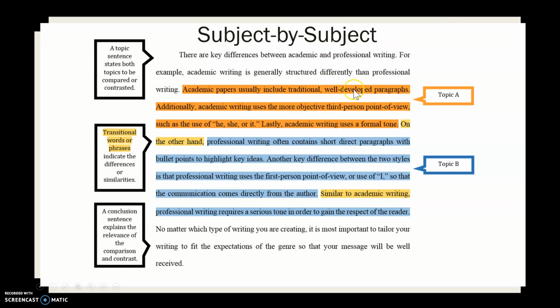So here you have the paragraphs, then you have point of view, so well-developed paragraphs and short, direct paragraphs, point of view, third-person point of view, first-person point of view, and tone, a formal tone, serious tone. So the same attributes are in the same order. We're just doing all of topic A first and all of topic B second. And then you have a conclusion sentence or a transition sentence. No matter which type of writing you are creating, it is most important to tailor your writing to fit the expectations of the genre so that your message will be well received.